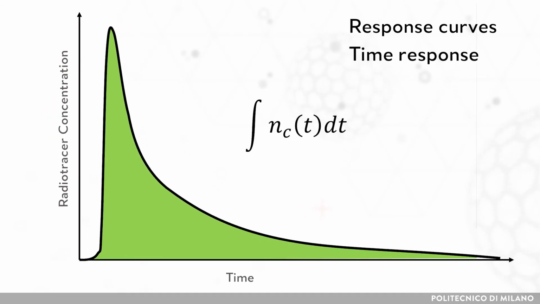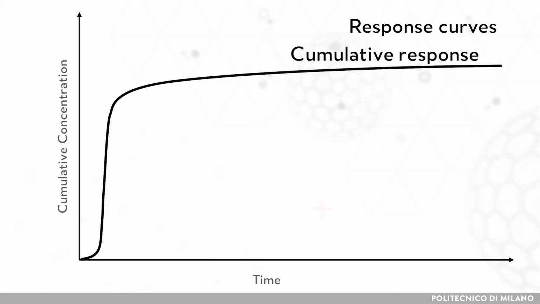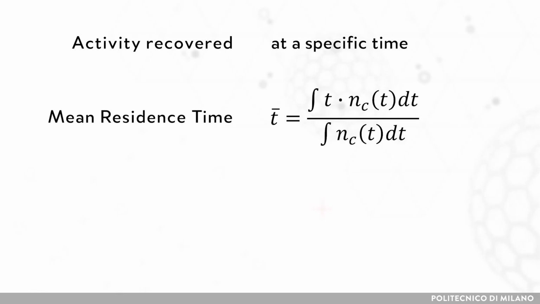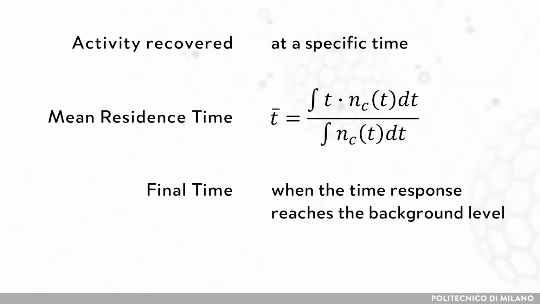Then, by integrating the time response, it is possible to derive the cumulative response. The cumulative response allows the derivation of several important parameters that are used to determine the performance of a flow. One is the activity recovered within a specific time, while another one is the mean residence time of the radio tracer inside the system. The final time is the time in which the response reaches the background level of the sample. By extrapolating the cumulative response for time approaching infinity, it is possible to calculate the tracer recovery.